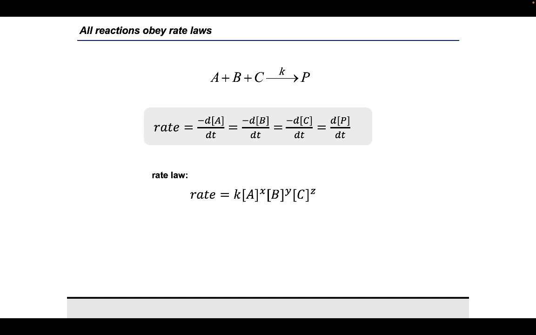So we're going to begin by talking about a reaction, right? And we know that reactions, among many things, obey rate laws, right? And we could write a general reaction: A, B, and C react together to make product P, right? Now this reaction occurs with a rate constant k.